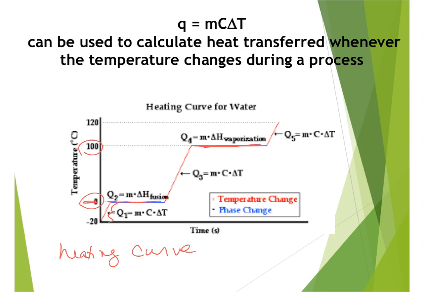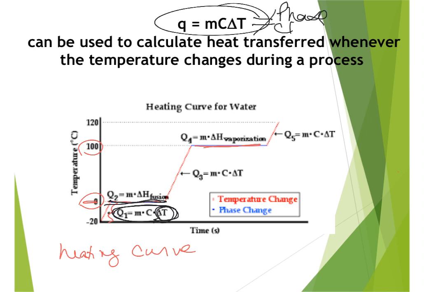But first, I want to point out, look at the equation for mCΔT, okay? It has a change in temperature. In order to work, you actually have to have a change in temperature. So remember the plateaus, when it's changing phases, melting or boiling, there's no change in temperature. It stays at the melting or boiling point. So you cannot use mCΔT for a phase change because there's no temperature change, okay?